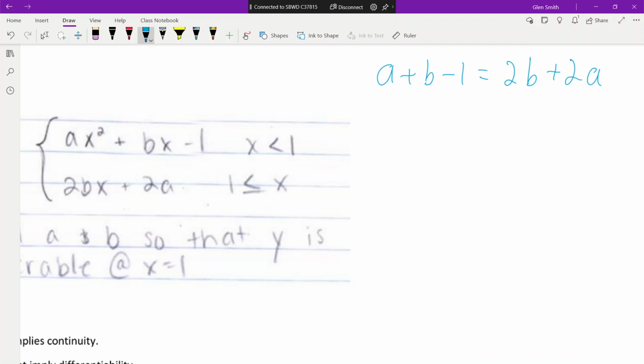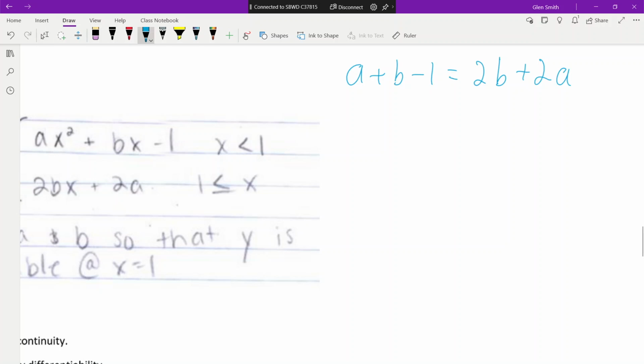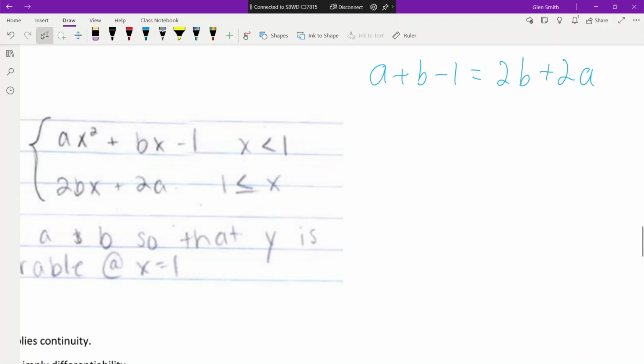Okay? But because that's only one equation with two variables, there are infinitely many solutions to that. They're all ordered pairs for a and b. But they're not all going to make it differentiable. Just because they meet, again, this top one's a parabola, right? Here's our parabola. Just because they meet doesn't mean they're going to meet and be differentiable, okay? So that equation guarantees they meet. I also need their slopes to be the same, so we're going to check out their derivatives.